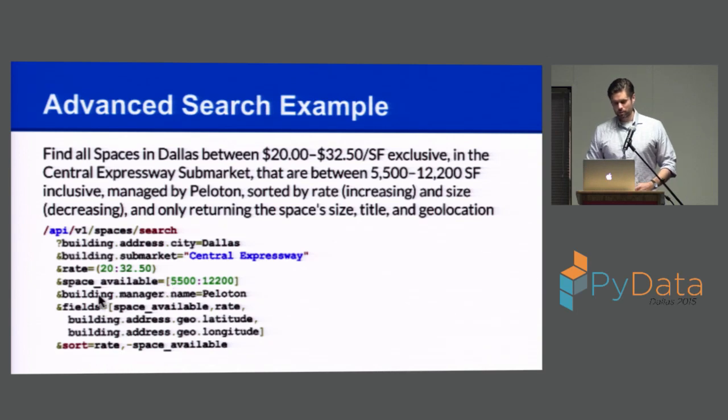Okay, and the building manager's name is Peloton, and now this is the projection. This is the filter, where I say only return to me the space available, the rate, and then the lat and long. And then after you've done that, I need it sorted by rate, and then you'll see the minus sign right here. That's how you specify decreasing sort on space available. So rates should be going up, and then space should be going down.